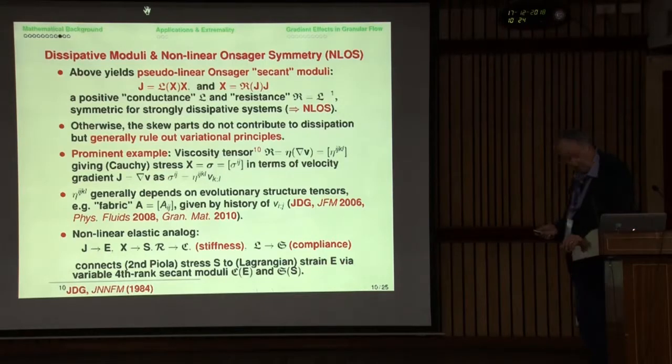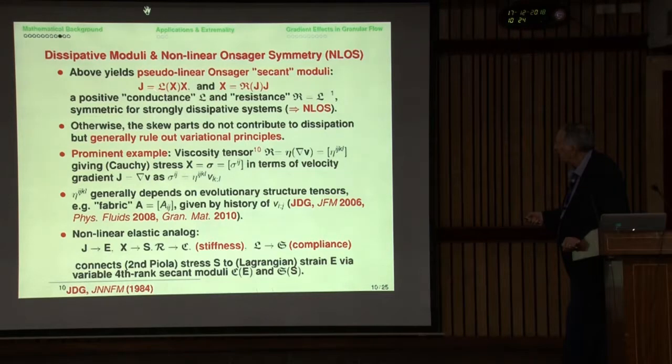You can formalize further the Onsager symmetry by simply taking Onsager's linear relations, which involve a conductance or a resistance with forces, with fluxes given in terms of forces and so forth.